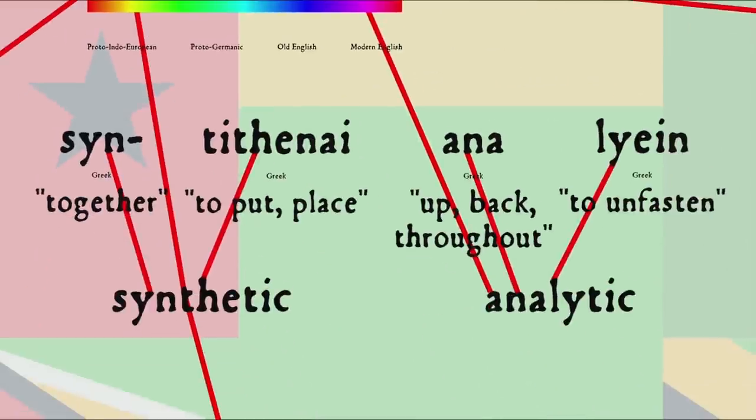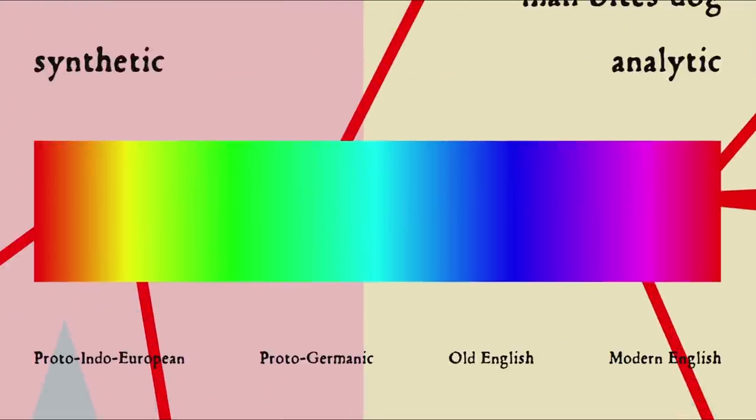Synthetic, which means literally in Greek, put together, means the language tends to combine all the bits of information together into one word, and analytic, which means literally loosen up, means the language tends to break up all the bits of information into separate words. In reality, no language is entirely synthetic or analytic, but all exist somewhere on a continuum between those extremes.